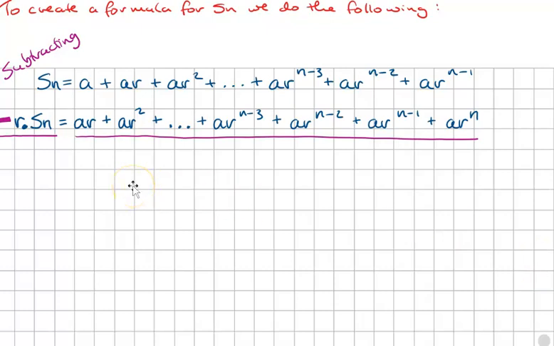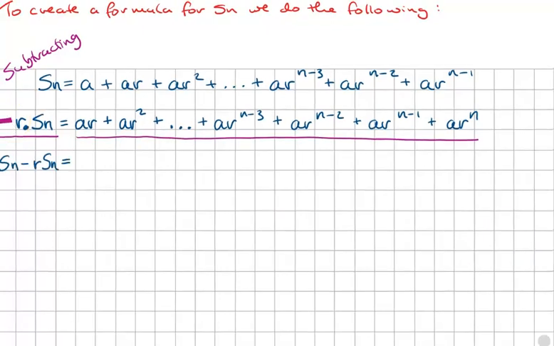Now we're going to subtract. So we're going to have Sn minus R Sn. I got rid of the dot there, I just have them stuck together to indicate that they're being multiplied. So if we subtract the bottom line on the left from the top line on the left, we're going to do the same on the right hand side. So we're going to subtract this bottom line from the top line on the right hand side.